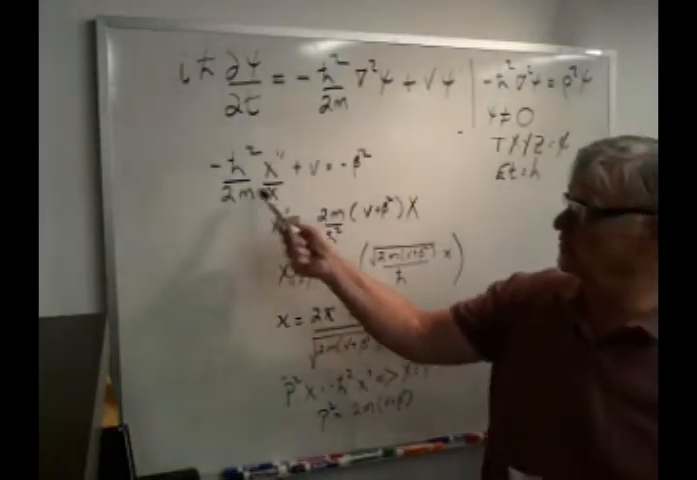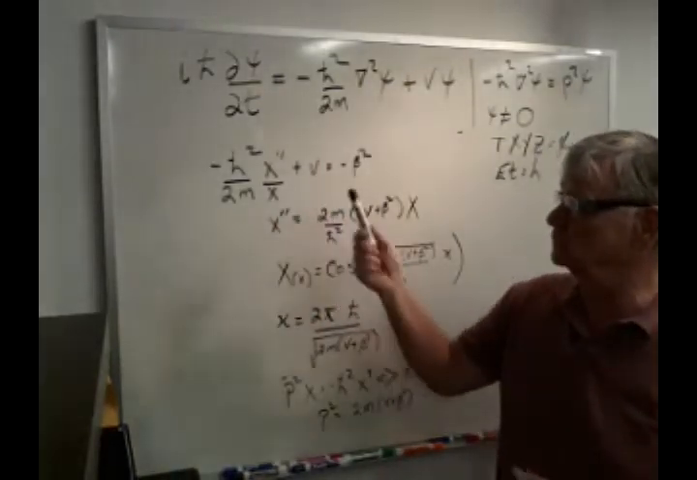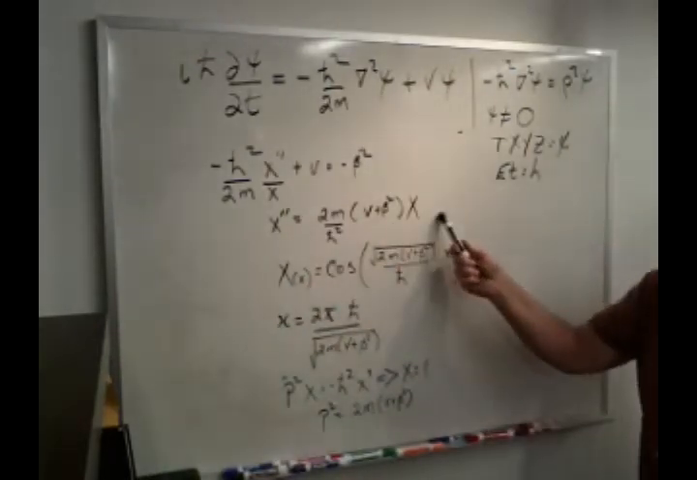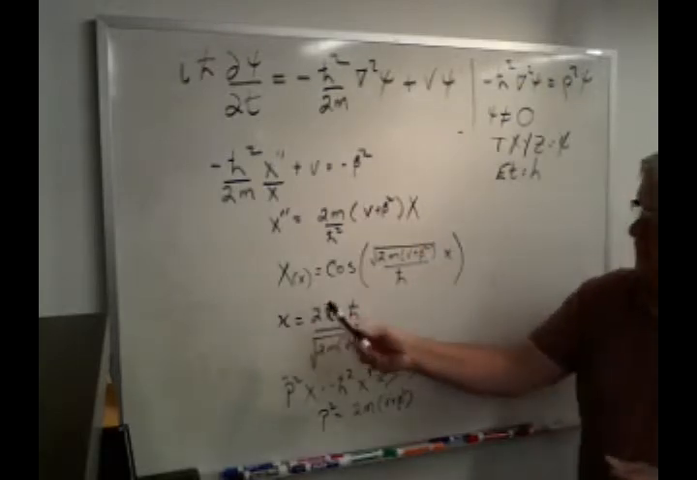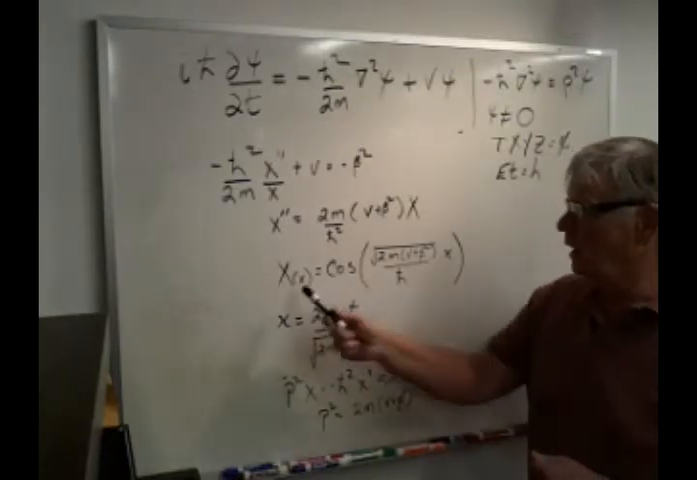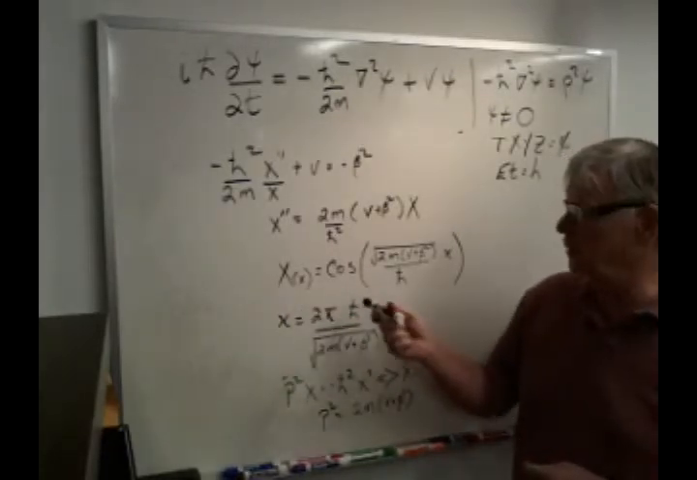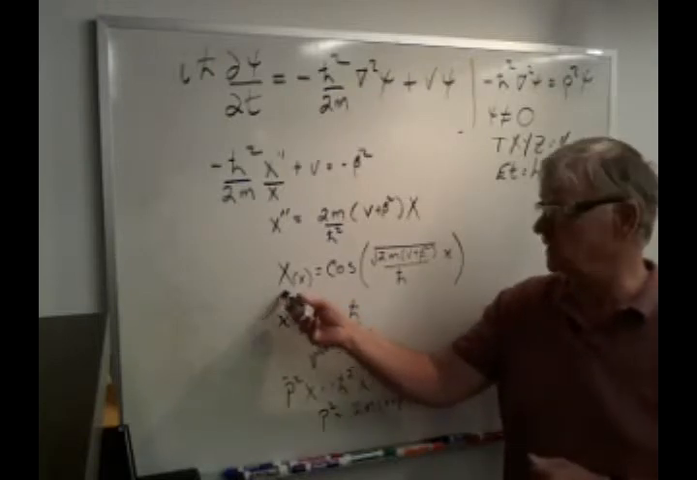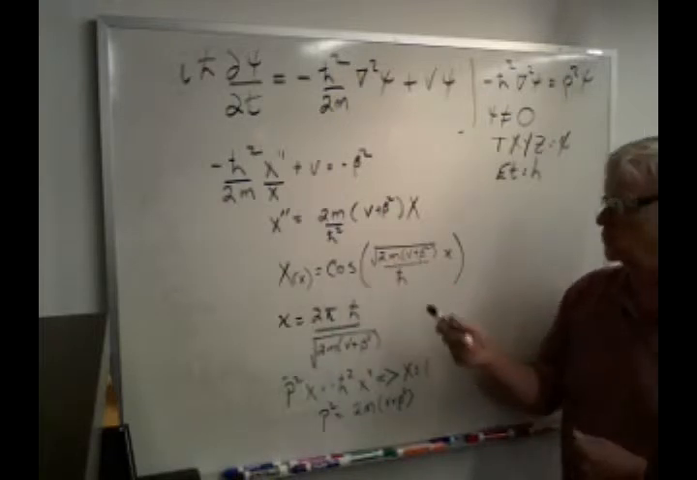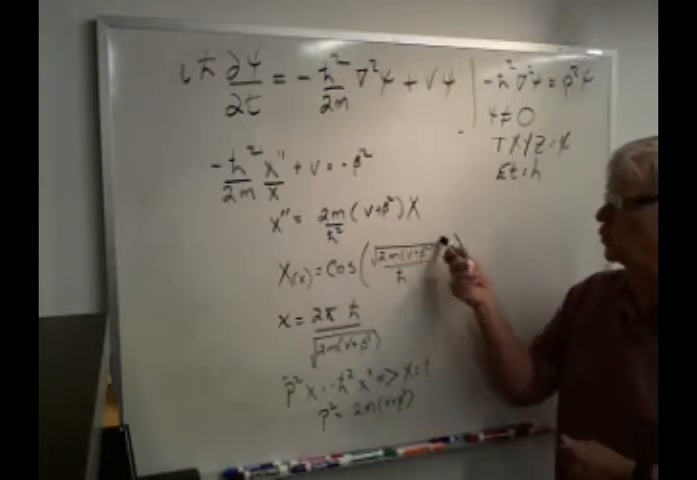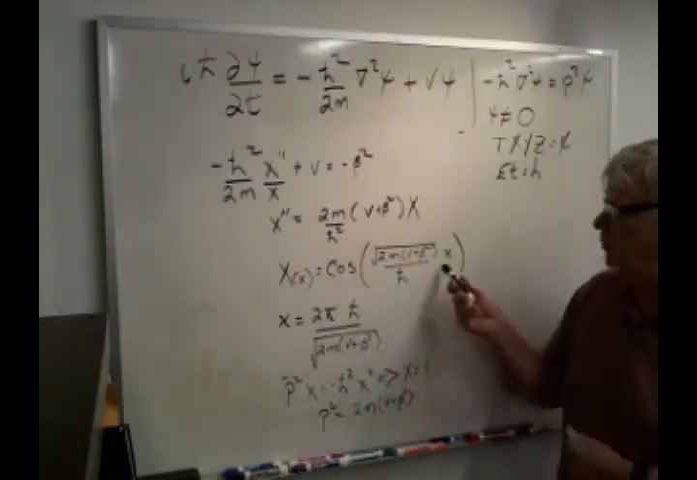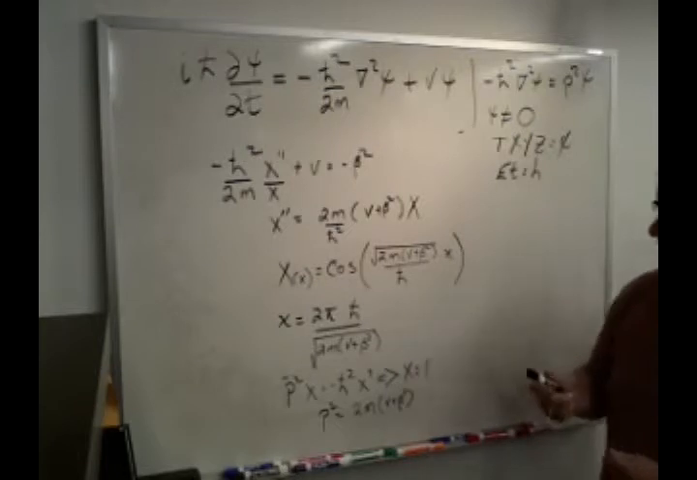So we now have this part of the equation, X double prime over X plus V is a constant equal to minus beta squared. Rearranging, we get this value here. And then solving this particular differential equation using the cosine part of the solution, so that we have X, which is a function of x only, equal to the cosine of the square root of twice m times bracket V plus beta squared, all divided by Planck's constant divided by 2 pi, multiplied times x.